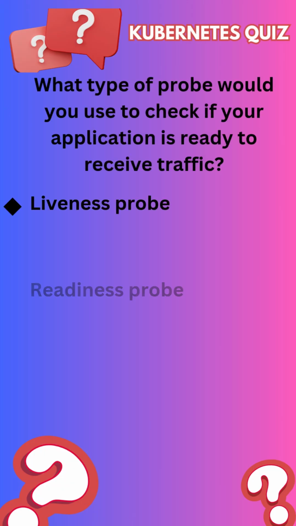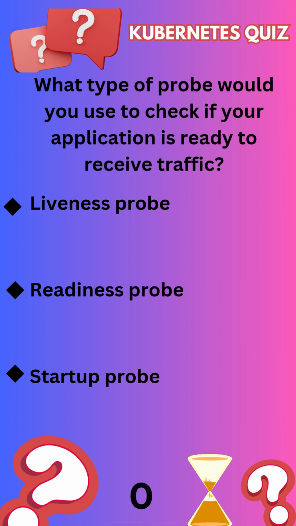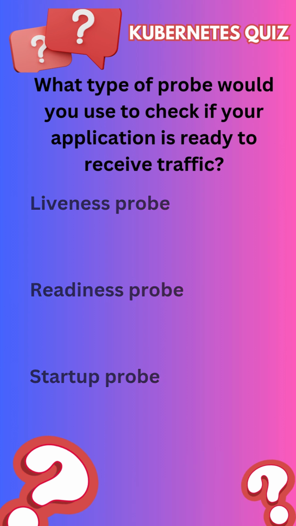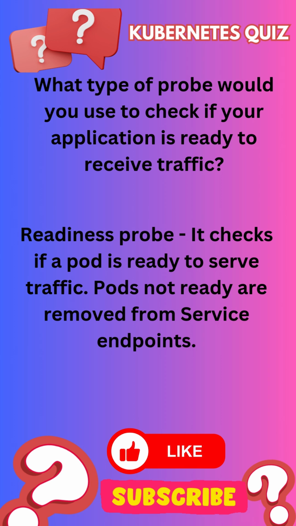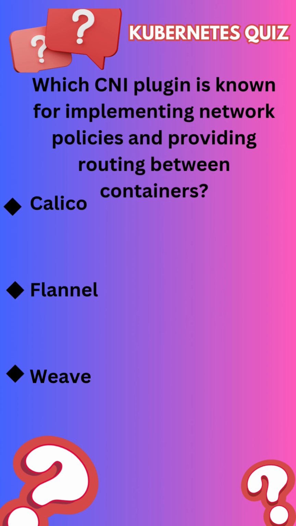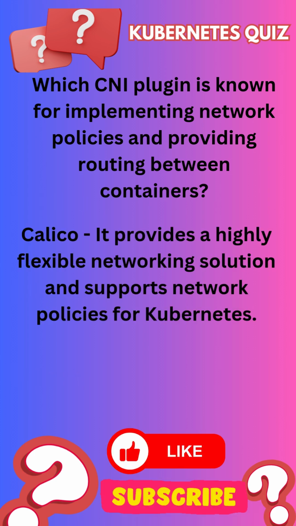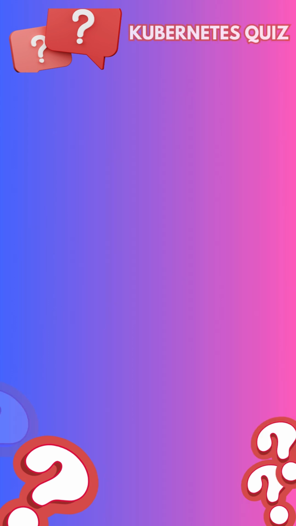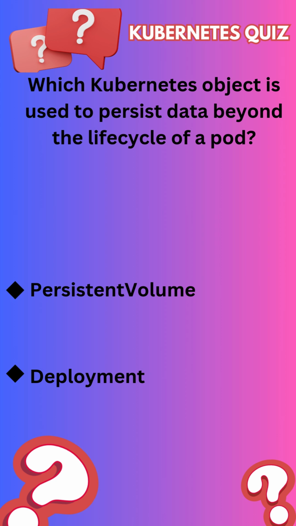What type of probe would you use to check if your application is ready to receive traffic? Which CNI plugin is known for implementing network policies and providing routing between containers? Which Kubernetes object is used to persist data beyond the lifecycle of a pod?